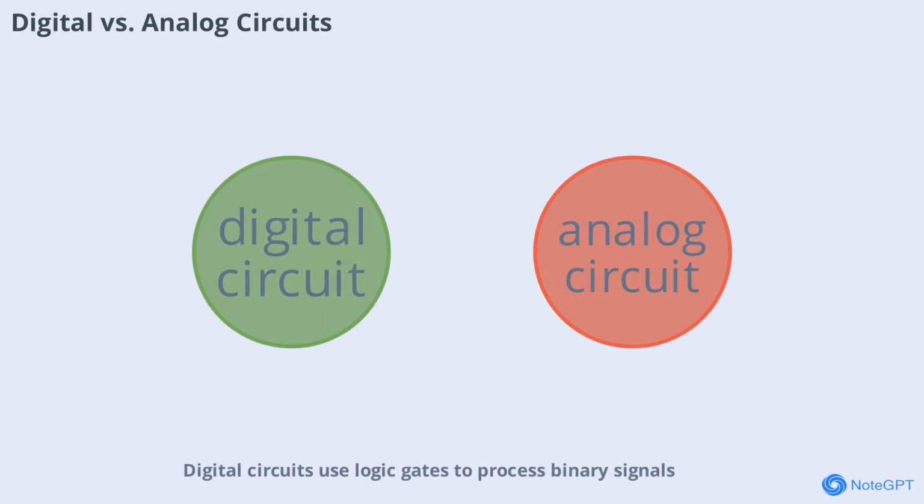Digital circuits use logic gates to process binary signals, while analog circuits handle continuous signals. Most modern electronics use a mix of both, but digital circuits dominate computing and communication. Understanding the difference helps explain why logic gates are so important in today's technology.